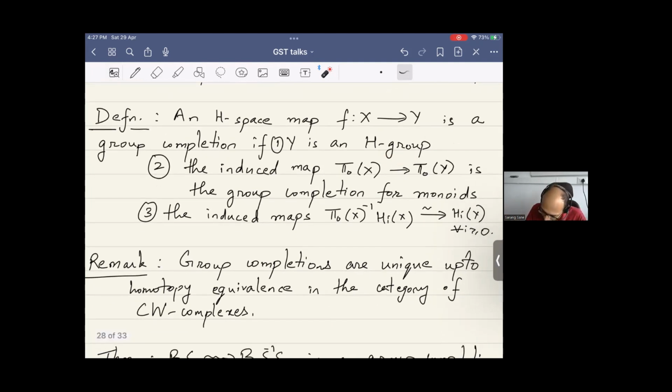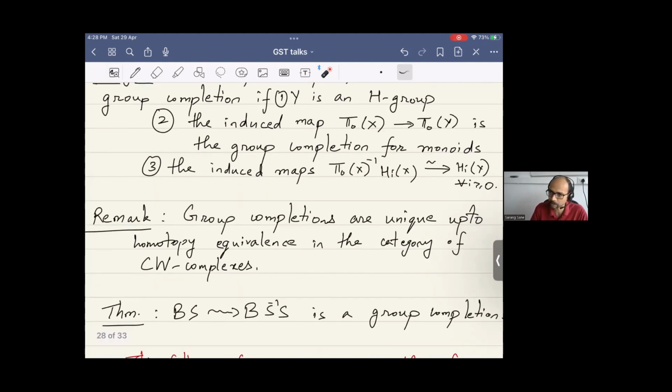And then because of this data, it will give you that H_i Y to H_i Y prime is an isomorphism, and same thing the other way. So that means you have maps from Y to Y prime which induce isomorphisms on homology groups. But now both of these are CW complexes, and so the Whitehead lemma applies, and that will tell you that Y to Y prime is actually a homotopy equivalence. So these are unique.